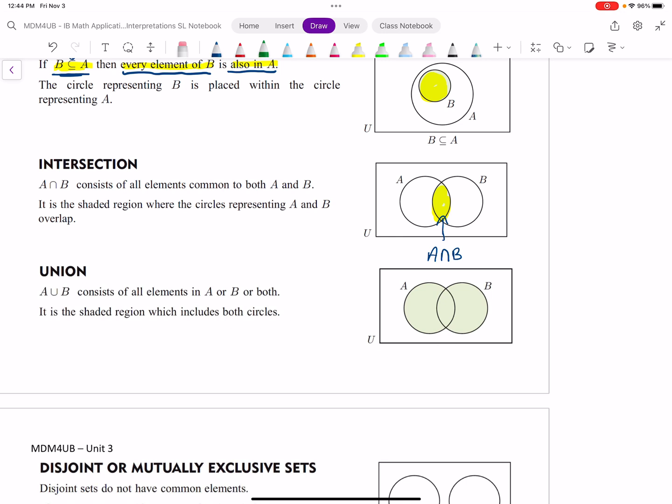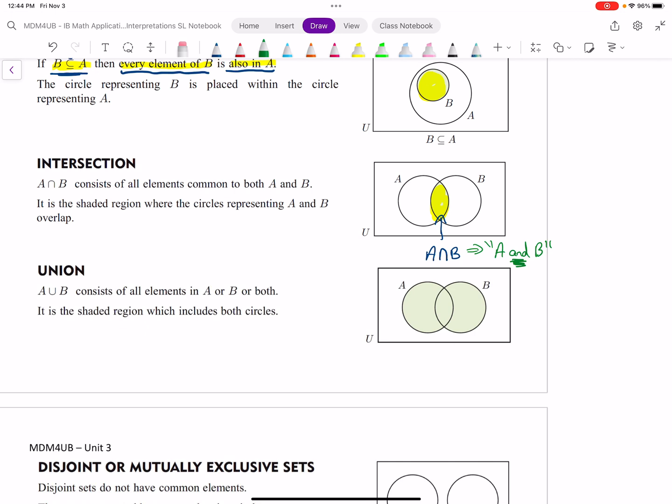This is really all of the things that are in A and B. And then it has a lot of important context. It's the "and" part that you really have to remember. So A intersect B consists of all the elements common to both A and B. So it's a shaded region here in the middle.